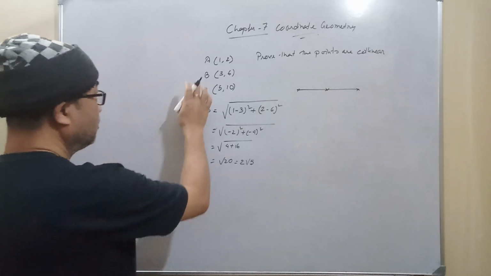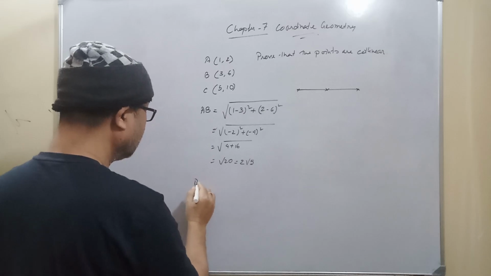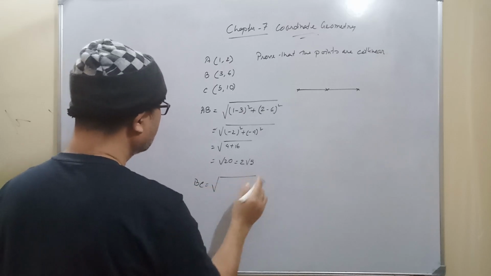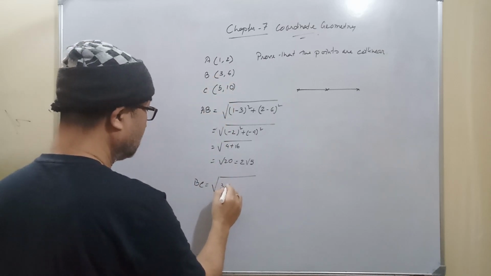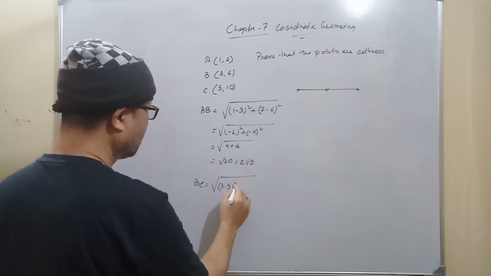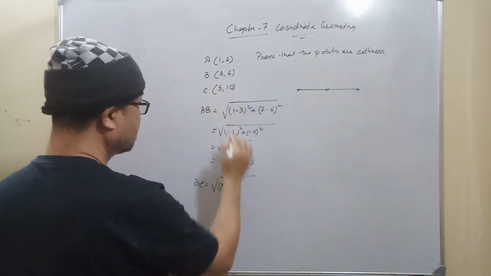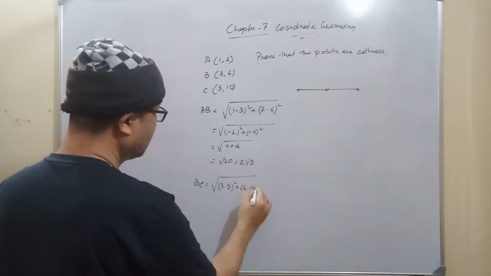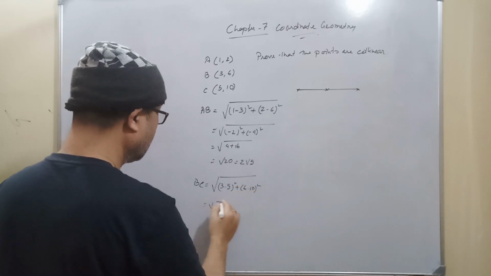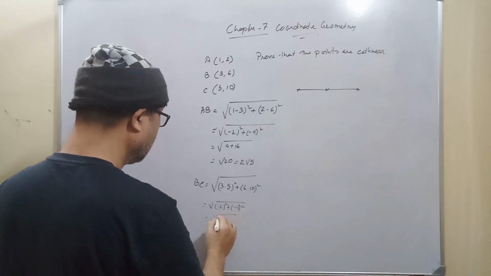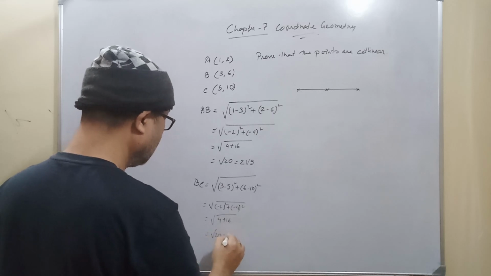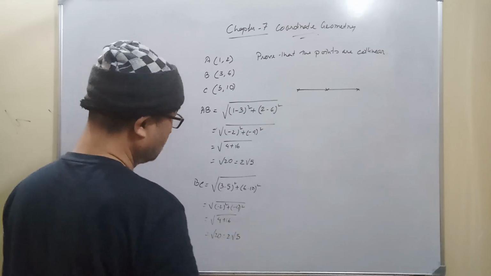Right? Then we find the distance between B and C. What is the distance between B and C? Using the distance formula, (3 minus 5) square plus (6 minus 10) square. This is equal to (minus 2) square plus (minus 4) square. 4 plus 16, 20, again 2 square root of 5.